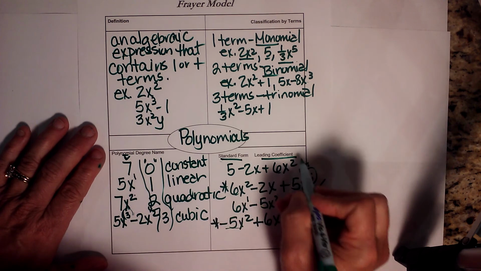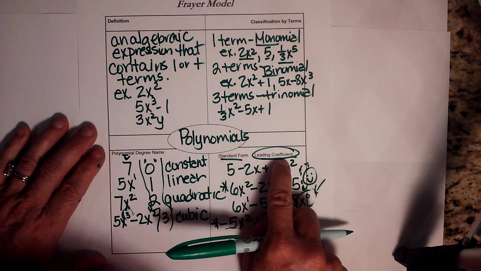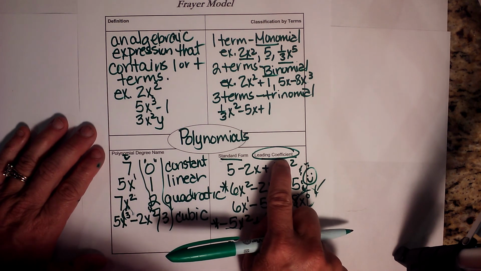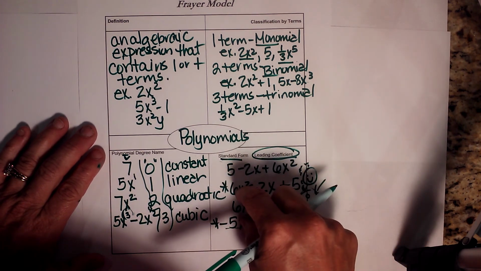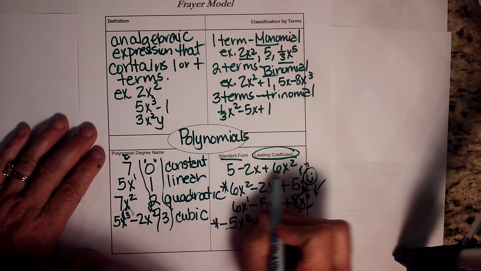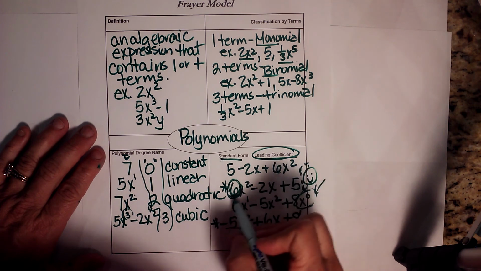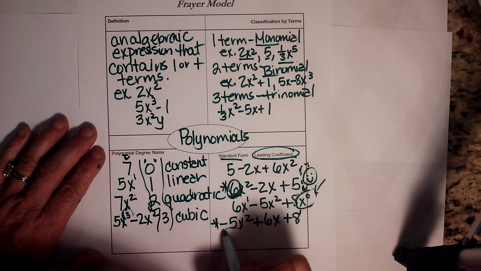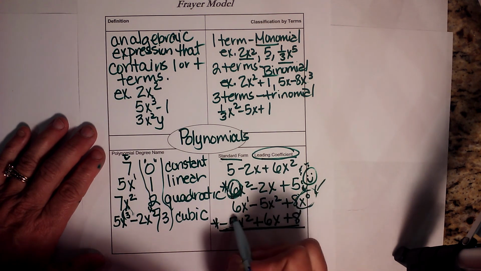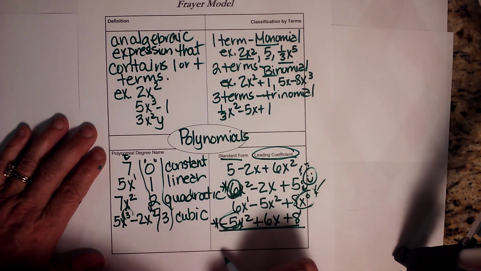Now, let's talk about what lead coefficient means. A coefficient is the number at the front of a polynomial when it is in standard form. So we're only going to look at these two that are in standard form. So let's look at this first one. The lead coefficient on this one would be positive 6 because it is the number at the front. Okay, the lead coefficient for the second one down here is negative 5. So that is what a lead coefficient is.